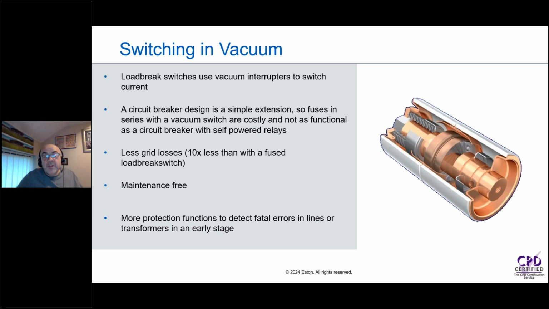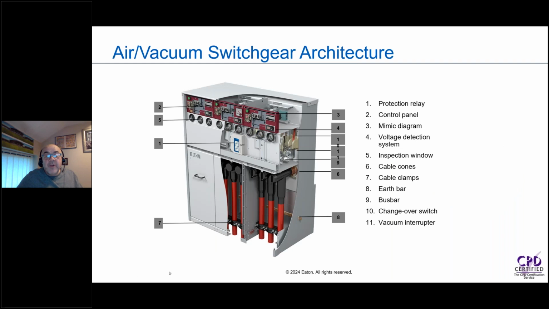We can use the vacuum bottle in series with fuses, which is a low cost protection function. And then when we start to introduce these in conjunction with advanced self-powered relays, you can get indication of contact burn, etc. as well. It's got very low grid losses, and it's a maintenance-free system.